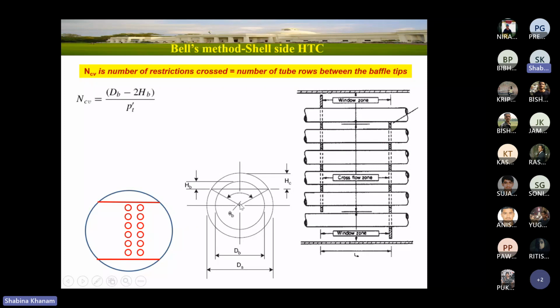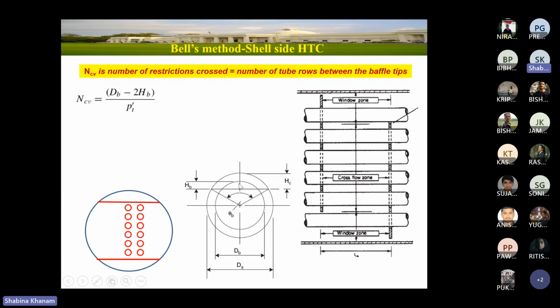Okay, this theta b is the angle made by this chord at the center. Sorry, not arc, this chord. Whatever angle it makes at the center, that's theta b. And this HC we consider based on this height, right?